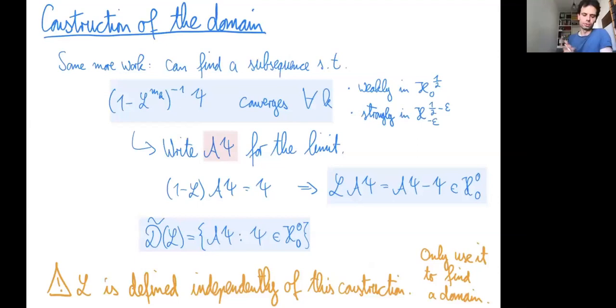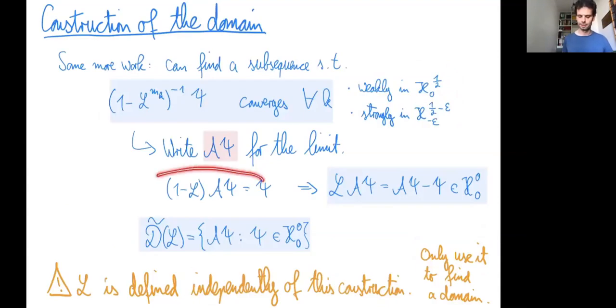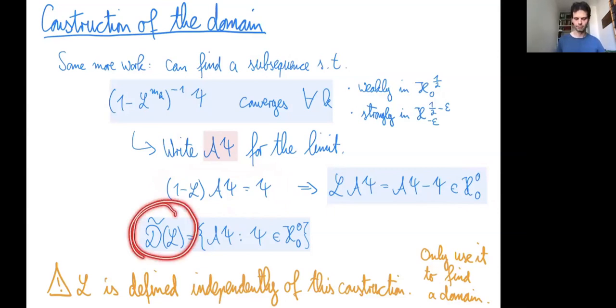But now you can use the fact that the space is separable and work a little bit and show that this converges along one subsequence for all psi. And this is again weakly in H_0^{1/2} and strongly in H^{1/2-epsilon}. So let's call this limit A of psi. Then by what we saw, I mean, this is just this claim here. So this here is our A of psi. So 1 minus L of A of psi is equal to psi. That's this thing here. And so therefore L of A psi, well, bring this to the other side, is equal to A psi minus psi, and it is in L2. So we have constructed a domain. This is a D tilde. It's not the same domain as before. This is just A psi for all psi in H_0^0.